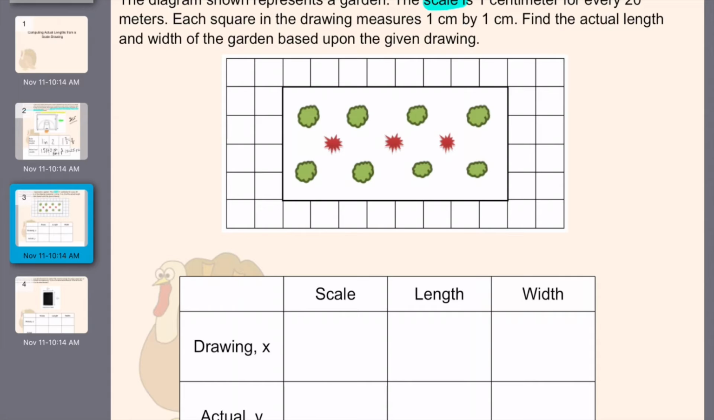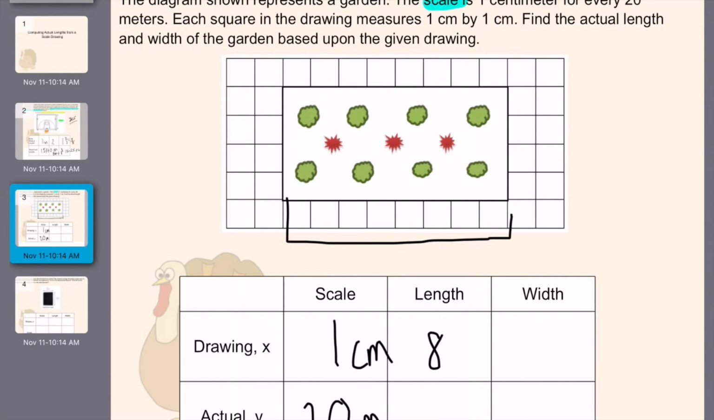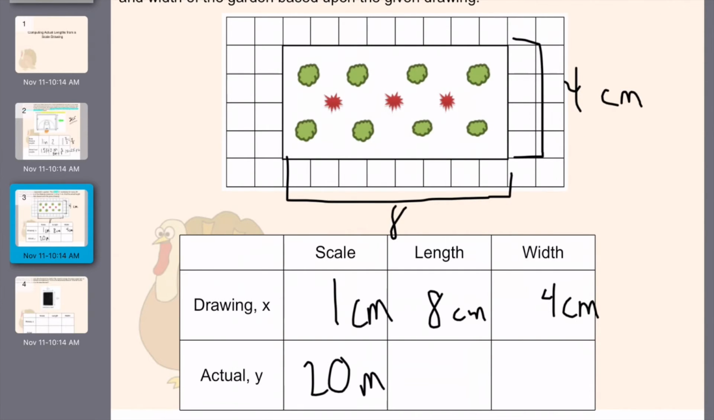So, let's do this. So I know that 1 centimeter in my drawing is 20 meters. Put our units on there, why not? So now I need to figure out this length right here. My length is 8 centimeters. And this width right here is 4 centimeters. So now all I have to do, I just have to fill in the rest of my table.